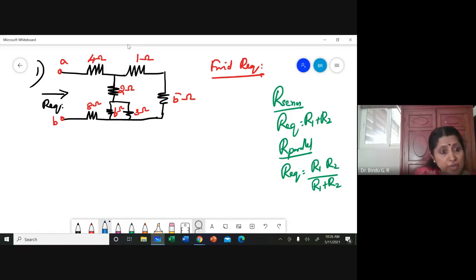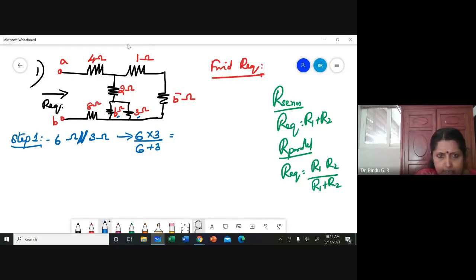Let's all do it together. Since this is the first problem, let's do it together. Step 1. I have directly identified two resistors in parallel, 6 ohm and 3 ohm. So 6 ohm parallel to 3 ohm. I can always use this symbol for parallel. So I'll get 6 into 3 by 6 plus 3, which I'll get as 2 ohm.